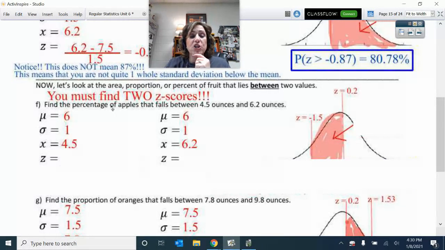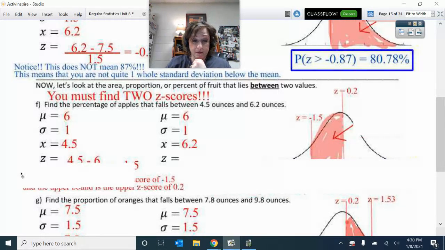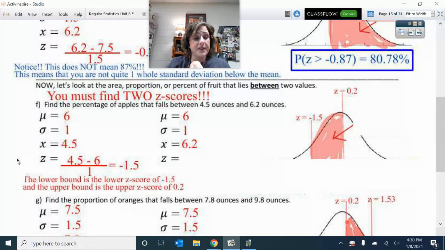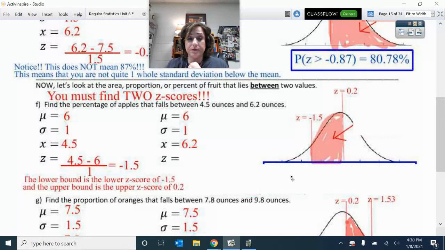All right, so find the percentage of apples that falls between 4.5 ounces and 6.2 ounces. So there's my mean, standard deviation. The lower x is 4.5, the upper x is 6.2. Compute the Z-score for both of them: X minus the mean over the standard deviation. Okay, so the lower one is 1.5 standard deviations down. And the upper one is just a teeny tiny bit above the mean, 0.2.